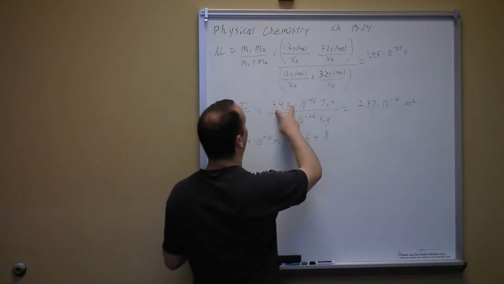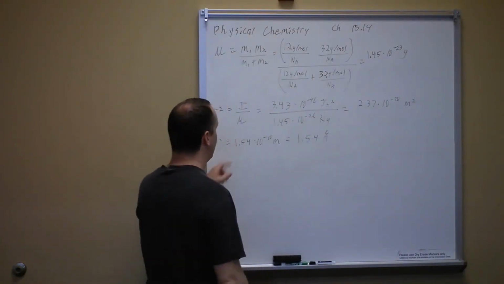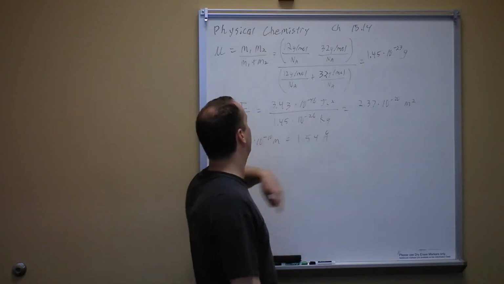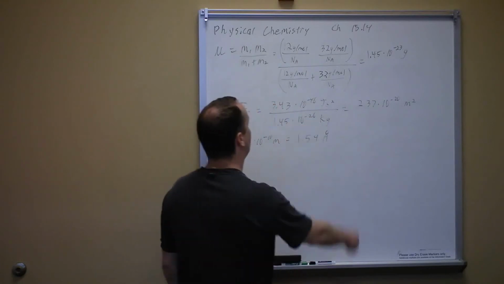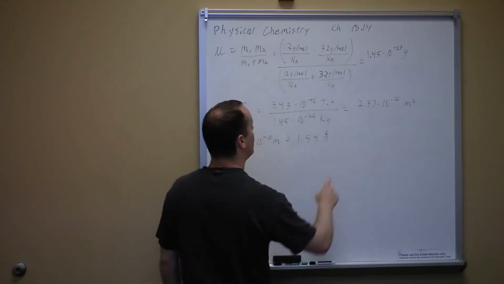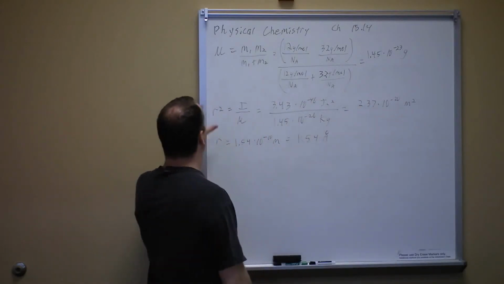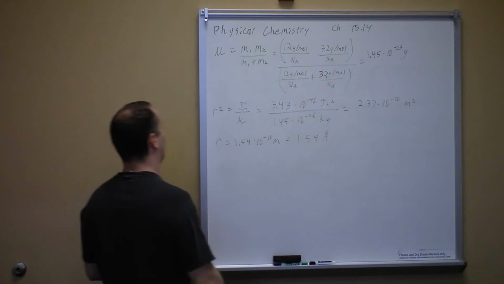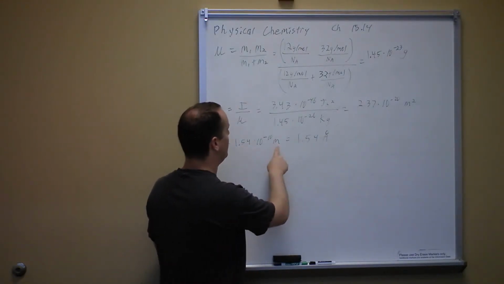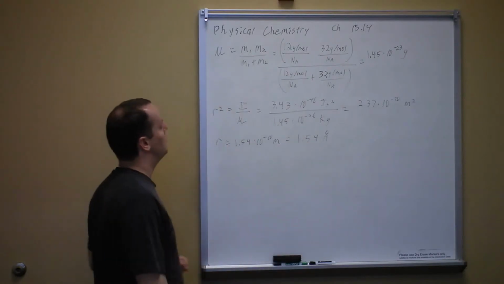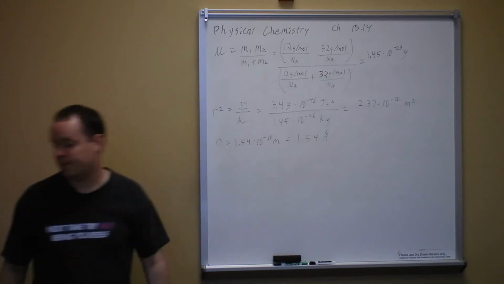So we solved for I on the previous slide. We got 3.43 times 10 to the negative 46 joule second squared. And then we put in mu, notice I converted to kilograms on you, so it's 1.45 times 10 to the negative 26 kilograms, just so that the units cancel correctly. And I got 2.37 times 10 to the negative 20th meters squared. Take the square root of both sides, positive square root obviously. The radius is 1.54 times 10 to the negative 10th meters, or 1.54 angstroms. So this should be the bond length between a carbon atom and a sulfur atom.